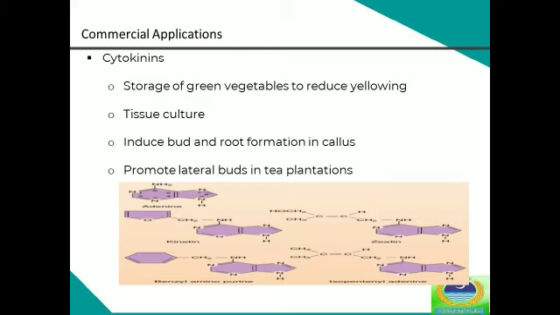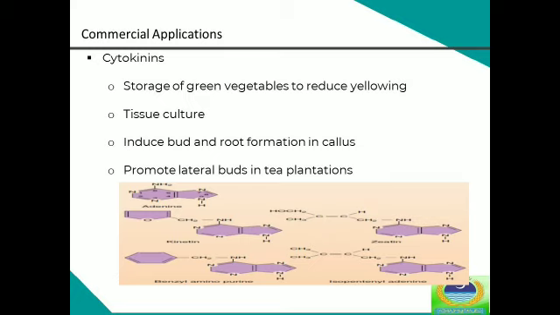Commercial application of cytokinins includes storage of green vegetables to reduce yellowing, and in tissue culture, high auxin and low cytokinin conditions give rise to root development, whereas low auxin and high cytokinin conditions encourage shoot development. So they are used in tissue culture. Cytokinins are used to induce bud and root formation in callus and to promote lateral buds in tea plantations by suppressing the apical dominance.